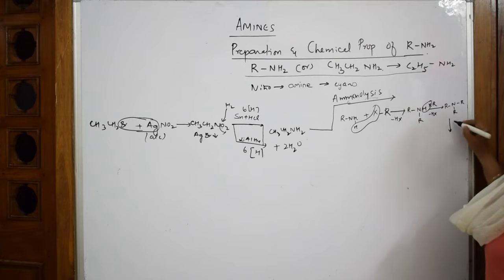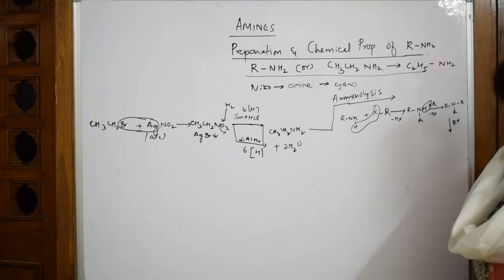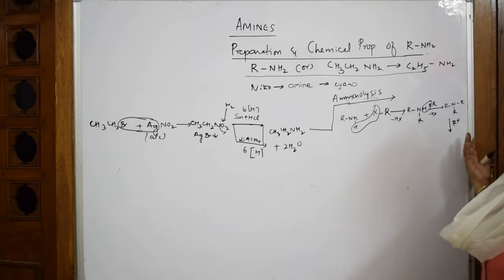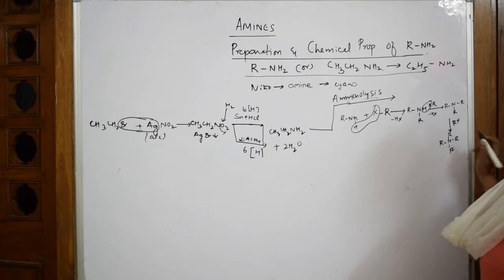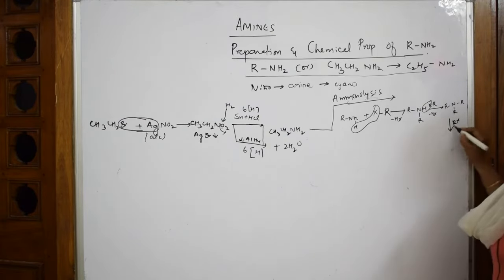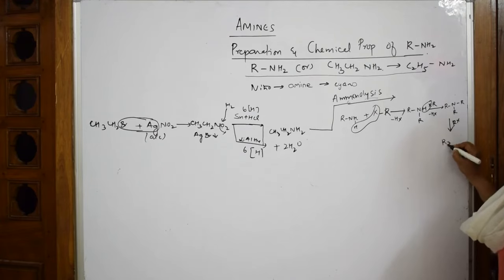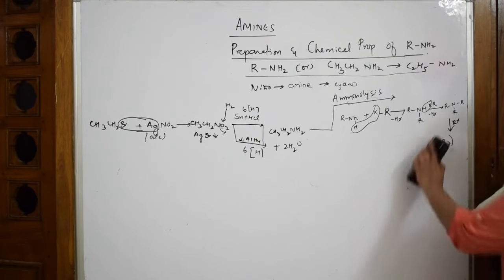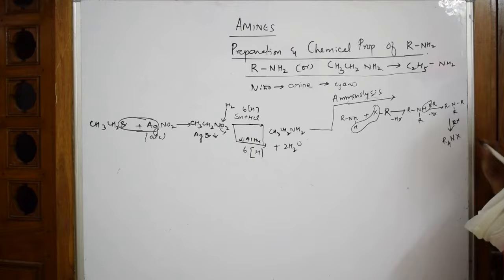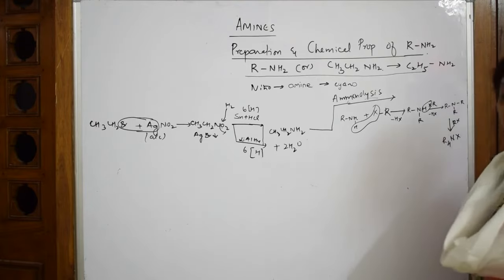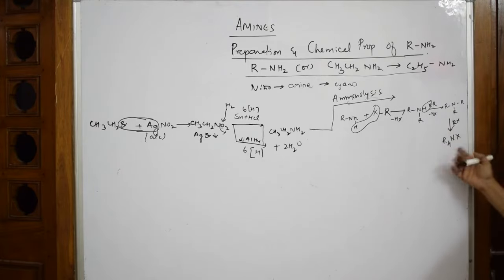Still one more RX combines. Now where is this H to remove? Just see what's going to happen. It's going to add to this nitrogen and form a compound, R3. No, it is R4, isn't it? Sorry, it is R4NX, a quaternary ammonium salt. This is the main concept. It's going to form a quaternary ammonium salt also.